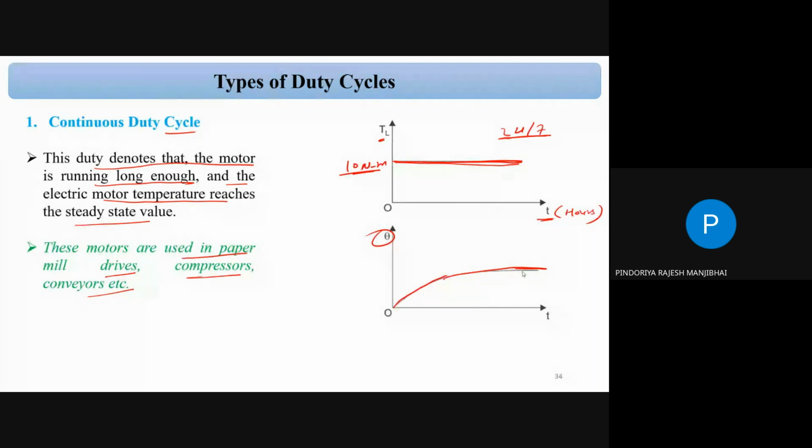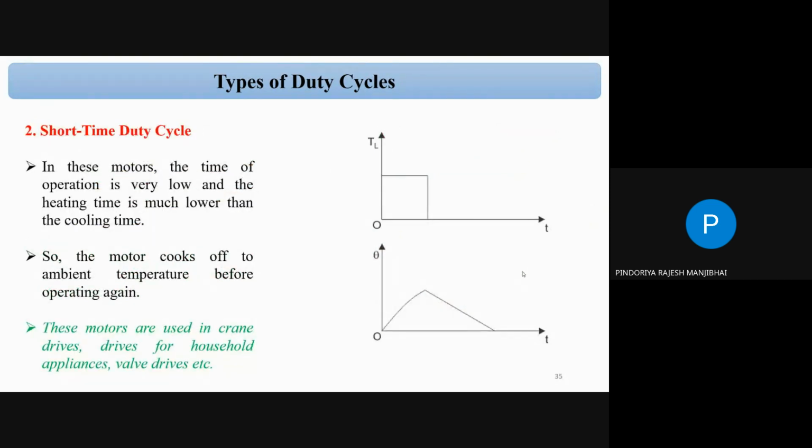Okay, and now next one is your short time duty cycle. Short time duty cycle means you have to operate your motor for a short duration, maybe 1 hour, 2 hours, maybe 3 hours. That depends on the application. The name suggests it is a short time duty cycle. In this motor, the time of operation is very low, maybe 1 hour, maybe 10 seconds. That depends on the type of load and the size of the motor.